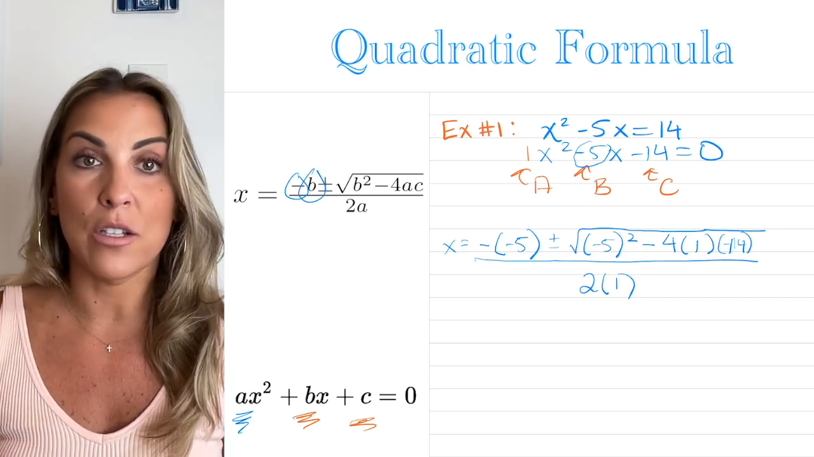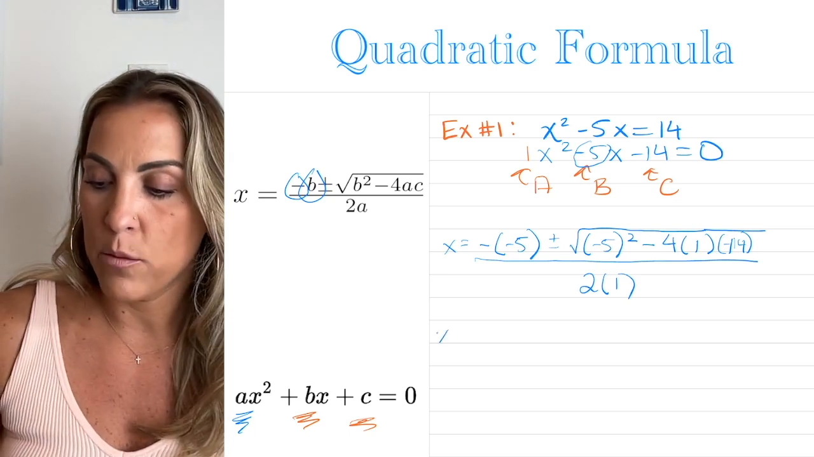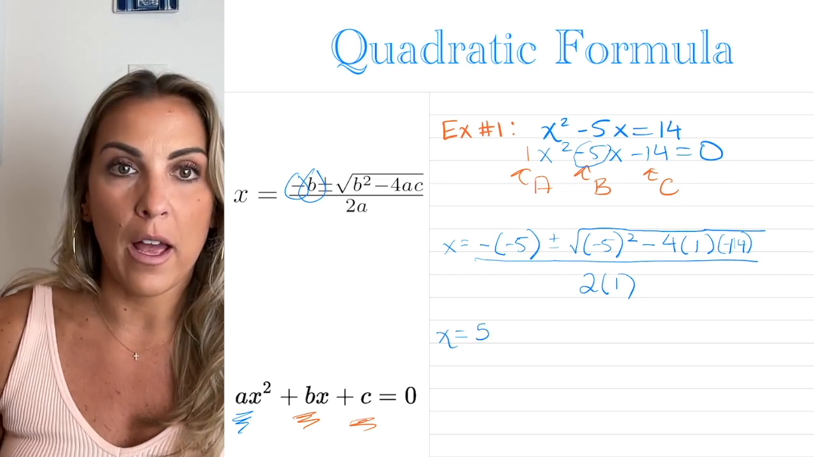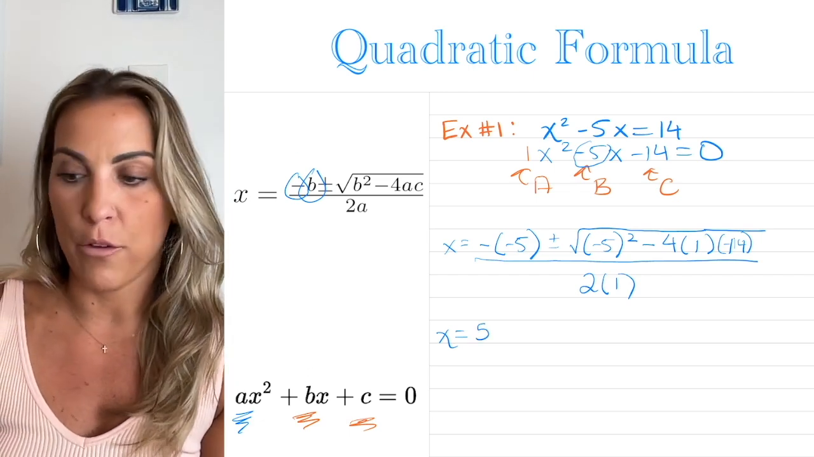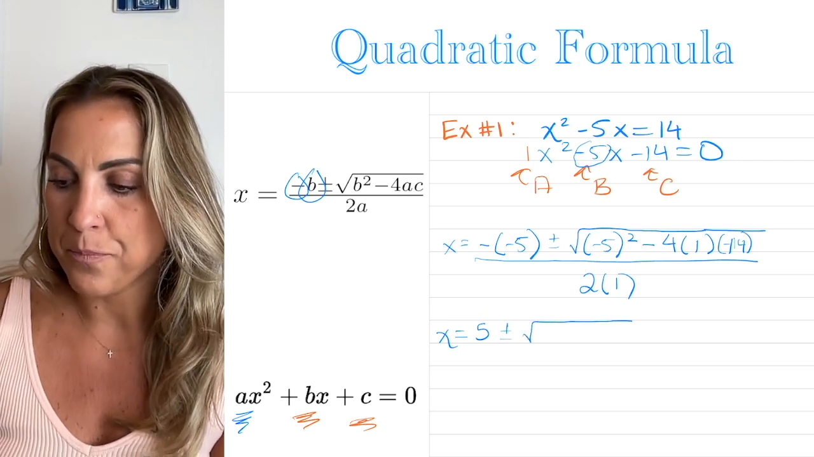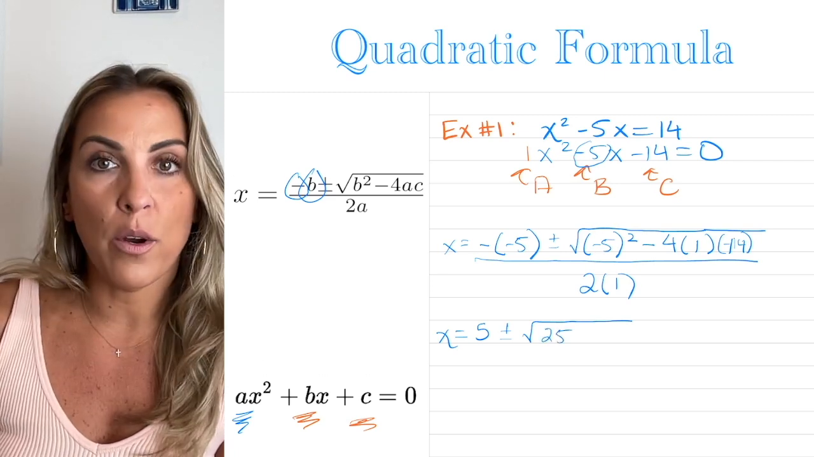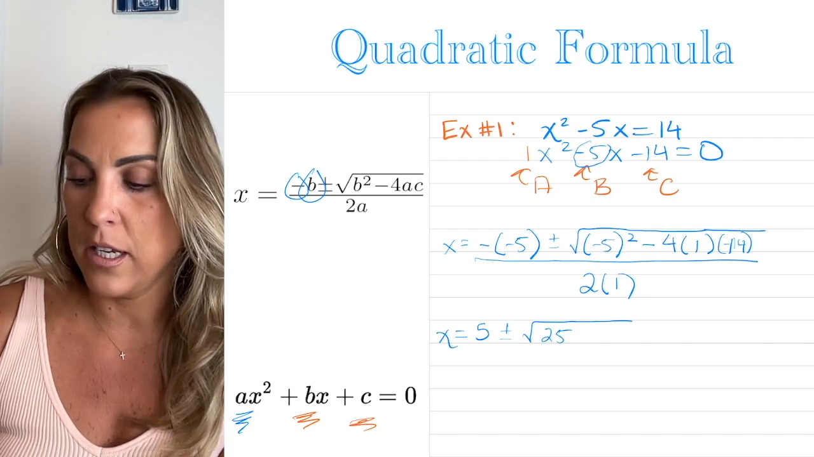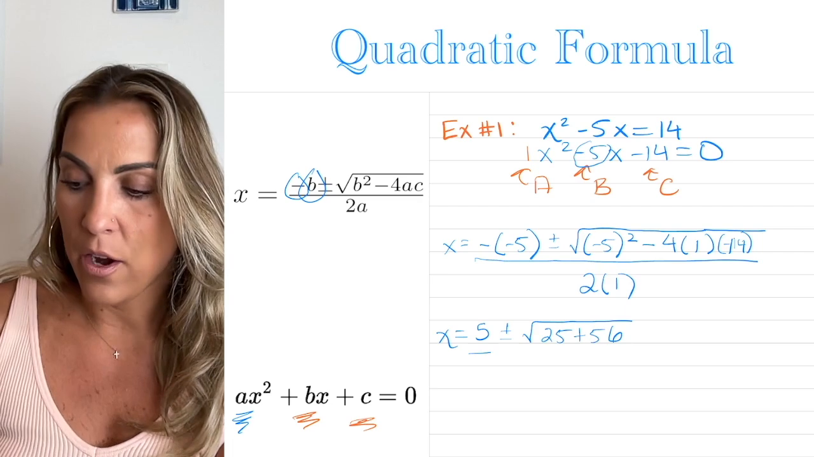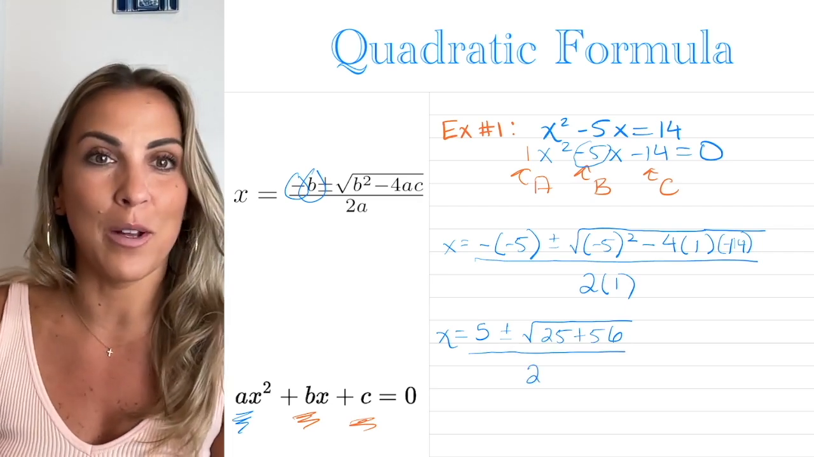And now I just start evaluating. So you can grab your calculator if you want, or you can go ahead and finish it by hand with me. But here we go. X equals -5 is just +5, right? That's the same thing as -1 times -5. Plus or minus the square root of -5 squared is 25. -4 times +1 times -14, all multiplied together, gives me +56. And all that is being divided by 2, well, just 2, because it's 2 times 1, so just 2.